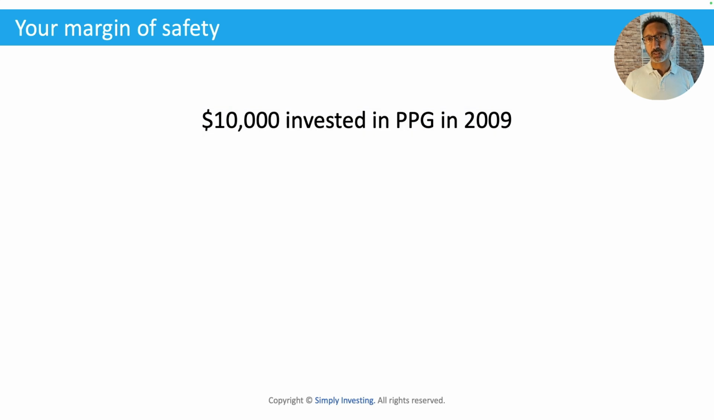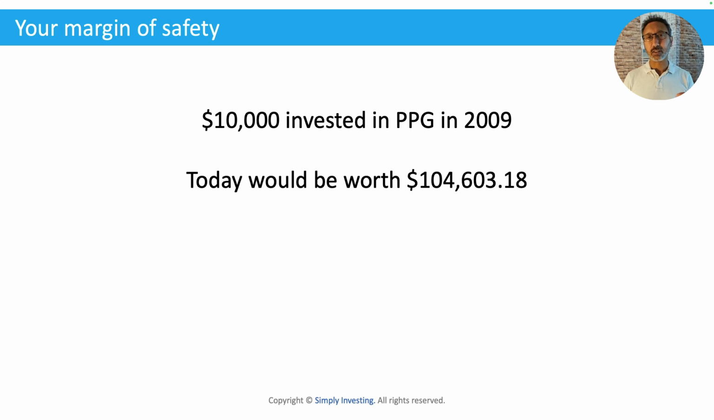So how has this company performed? Again, we're looking at this example. You invested $10,000 in PPG in 2009. Today, those shares, including the dividends, would be worth over $104,600. So that is an incredible return on your investment. It represents a return of 946% in 15 years. And it gets even better.